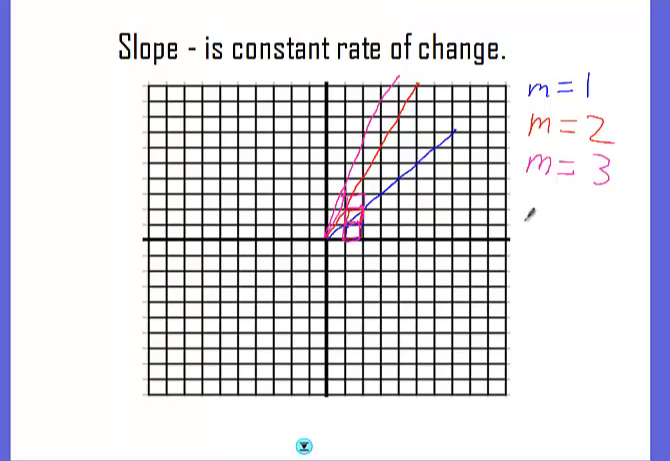So, as you can see, the larger the slope is, the higher the number, the faster it's increasing, because the rate of change is that much faster. And if we go back to our money example, if I'm making $10 an hour, you're making $15 an hour, over the long run, you're going to make a lot more money than I am.